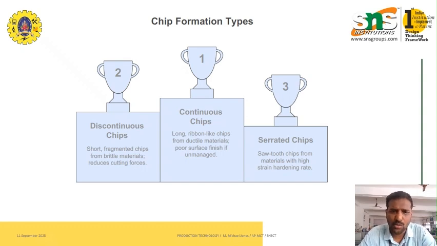On a concluding note, the chip formation types are continuous chips, discontinuous chips, serrated chips, or continuous chips with built-up edges. Short fragmented chips are called discontinuous chips. Long ribbon-like chips are called continuous chips, and sawtooth chips occur at a high strain hardening rate. So these are the types of chip formation. Thank you.